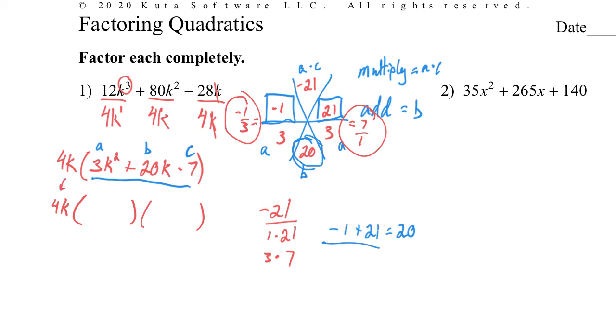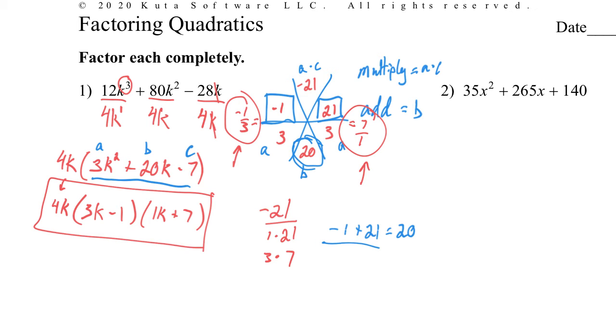So I dropped the 4K down. In the parentheses, I'm going to put these side fractions. The bottom number goes first. So I have 3, and then the letter, K in this case, and then the top number. So 3K minus 1. Then in the other parenthesis, I put the bottom first, so 1K plus 7. Bottom number, then the top. Okay, and that's it. There's our answer right there.